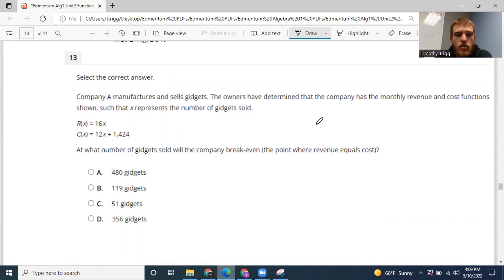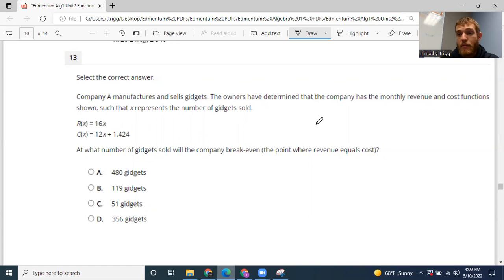Company A manufactures and sells gadgets. The owners have determined that the company has the monthly revenue and cost functions shown, where x represents the number of gadgets sold. At what number of gadgets sold will the company break even, the point where the revenue equals the cost?